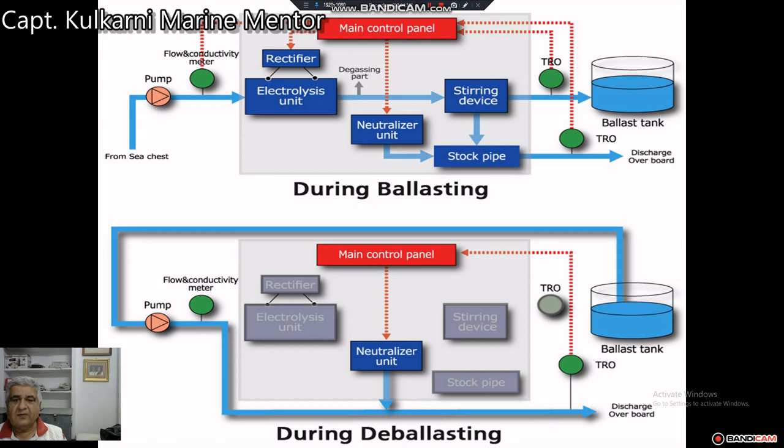This is ballasting and deballasting, which we have shown in a diagram, showing how exactly there is a main control panel, a neutralizer unit, and where exactly the water is going during ballasting and during deballasting. So this is just the basic diagram. How does it go? We have a neutralizer unit in between, the water passes through the neutralizer unit, and then either you are ballasting or you are deballasting.